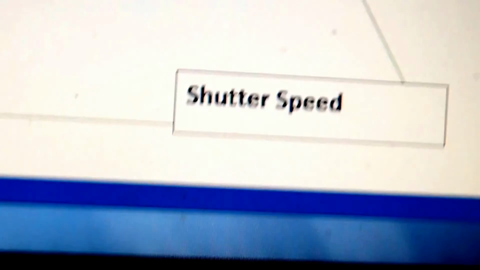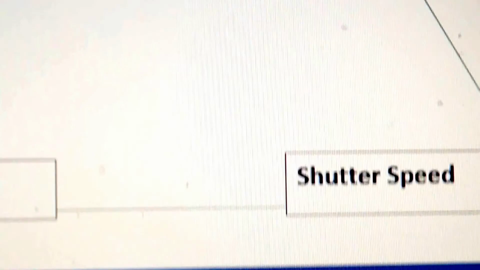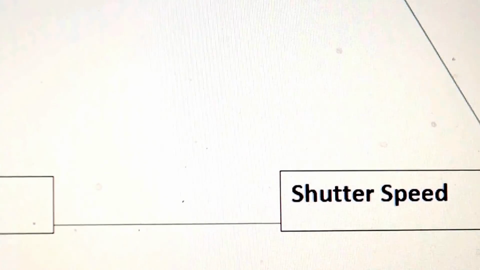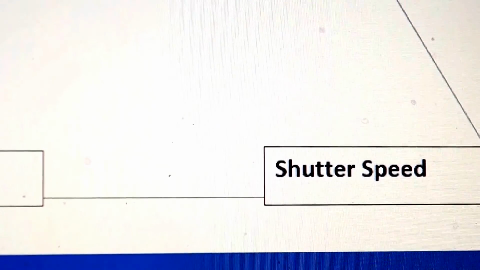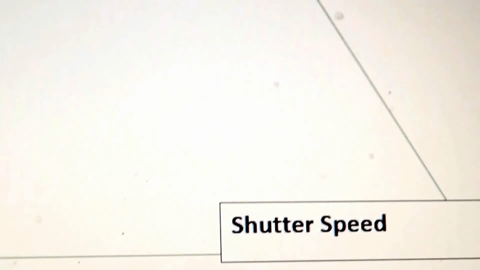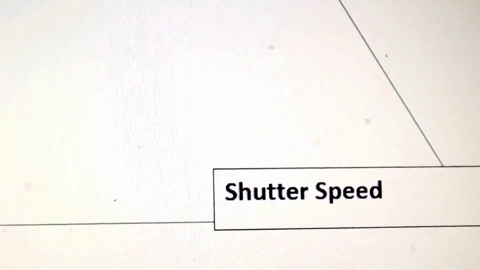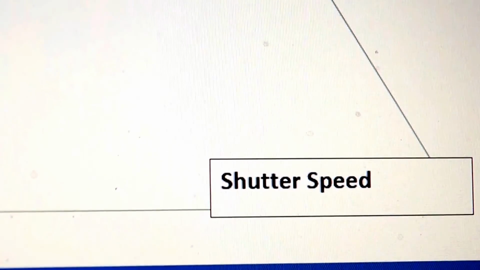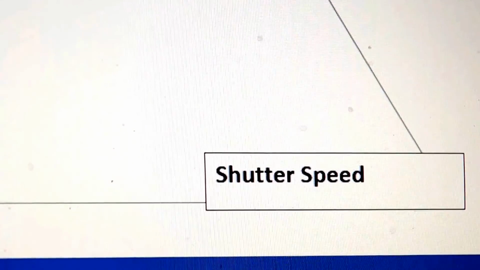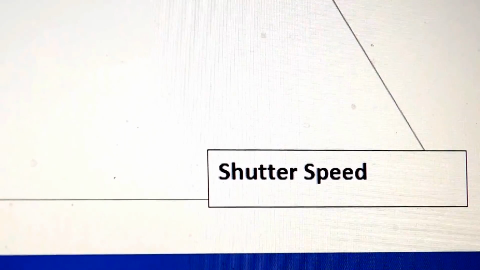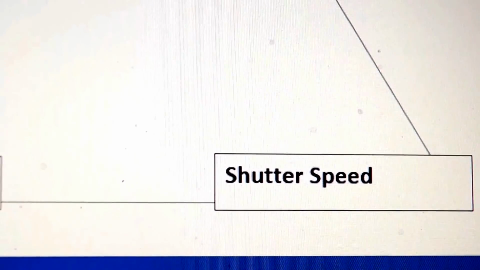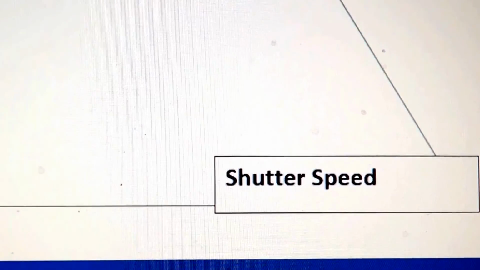Now, shutter speed is the third and final point of the triangle. Shutter speed is important because it controls how long the shutter is open, allowing light to reach the sensor. And if you were to have a high shutter speed number, then your picture would turn out all blurry, unless you want it to look blurry, which I don't really think you would want. But if you were to have it on a low number, then everything would appear very still.